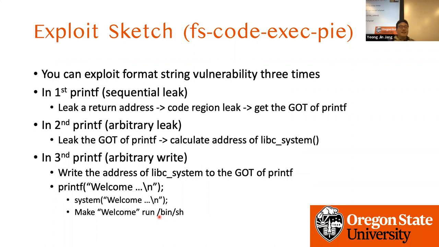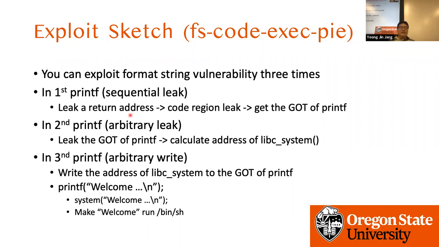And then another challenge, the last one, is format string code execution PIE. So I enabled all the protections. You don't have the code address fixed, but don't worry. From this, it has three chances that you can leak these addresses. Using this sequential leak, you can leak the return address of the input function. That is definitely somewhere in the main function, so that's the code address. Using that as a sequential leak with a lot of print %p or something, get the specific address of main, then you can calculate where the GOT of printf is, because that's in the same code region.